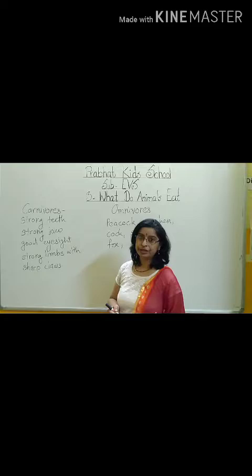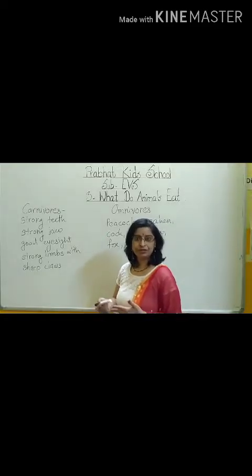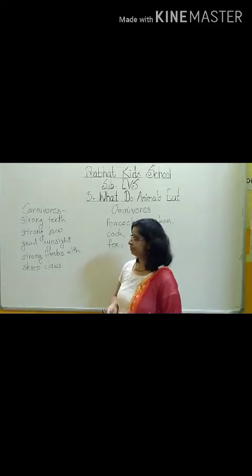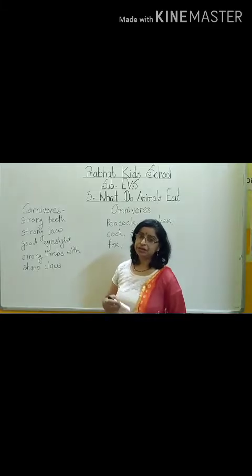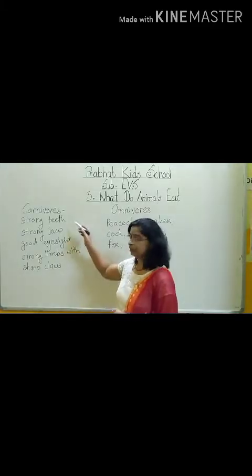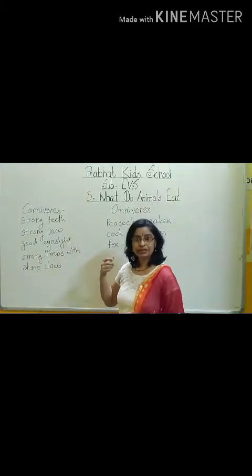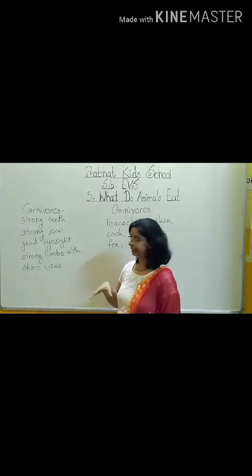Some snakes are also carnivorous. They swallow the whole food. Then shark, some fish are also carnivorous. For example, the shark eats other fish and eggs of other water animals. Then some birds also, like eagle and vulture, are carnivores. They kill small animals and eat them.